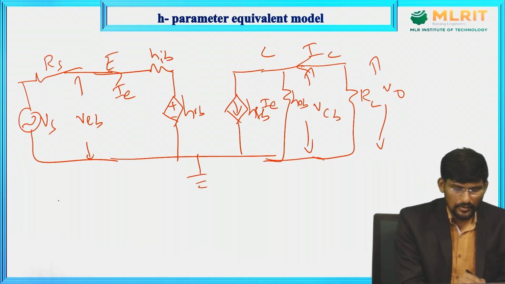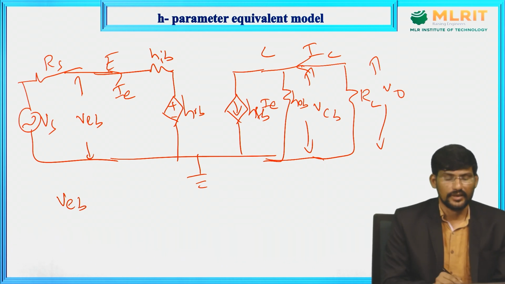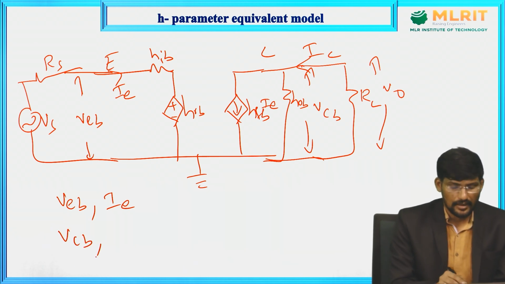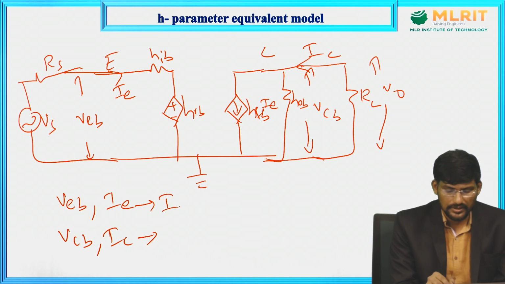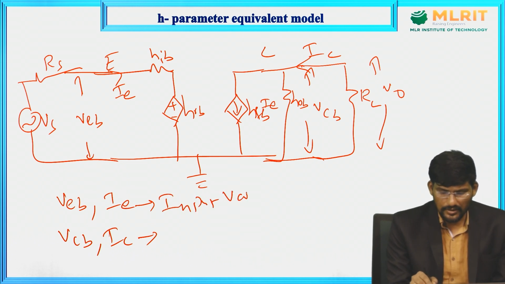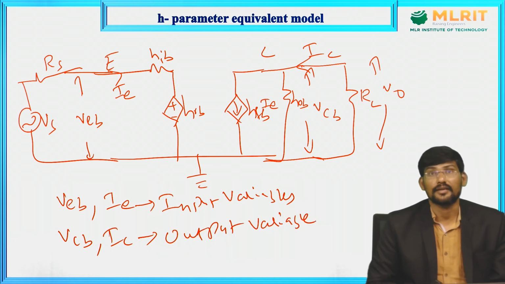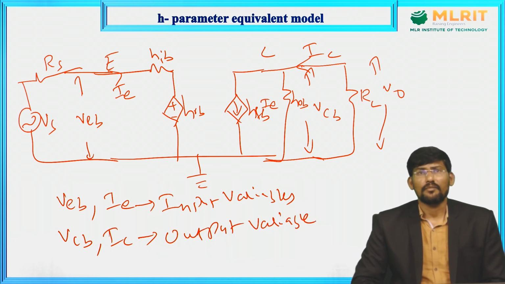So the input variables are VEB, emitter base voltage, and emitter current. What are the output variables here? The output variables are VCB, collector base voltage, and collector current are called as output variables. So these are input variables, and output variables are collector base voltage and collector current. Now from this equivalent model we will find out what is the current gain, input impedance, voltage gain, and output admittance of a given common base configuration.